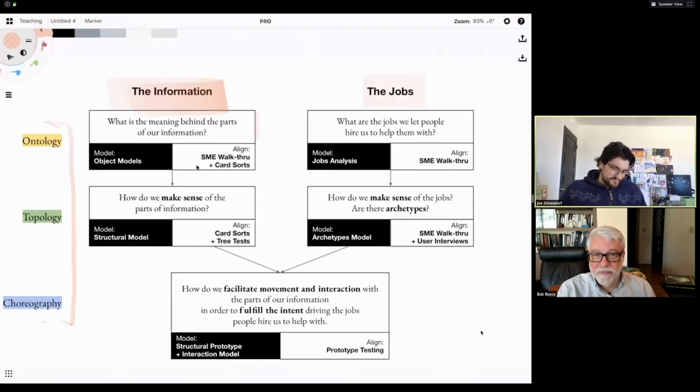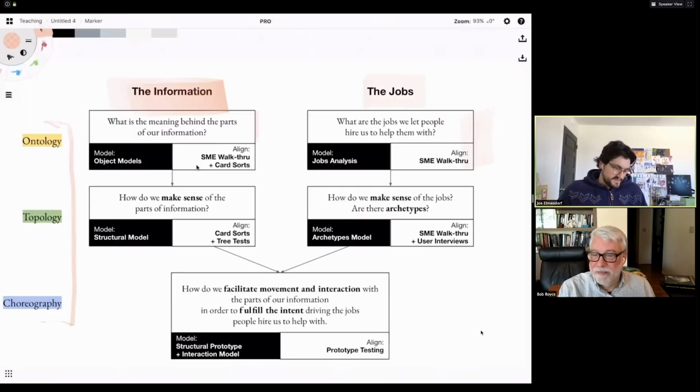Similarly, on the job side, we can do audits of the jobs that people can do, the things that the system lets and helps people do today. We call that a jobs analysis. That helps us align the information and the jobs at that core meaning level. Do we understand what these parts are?